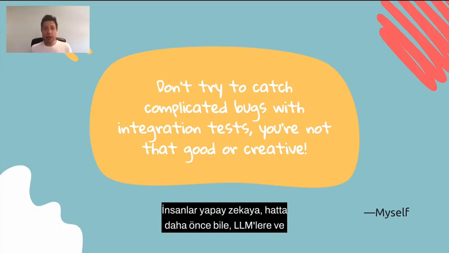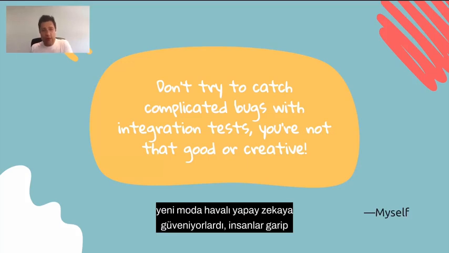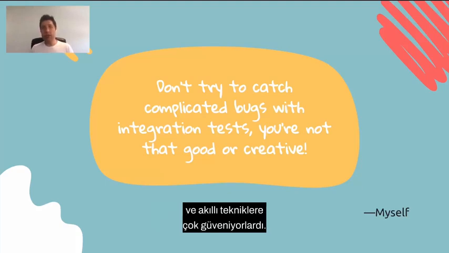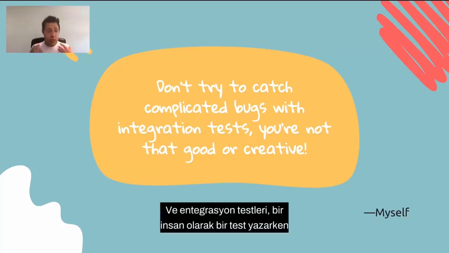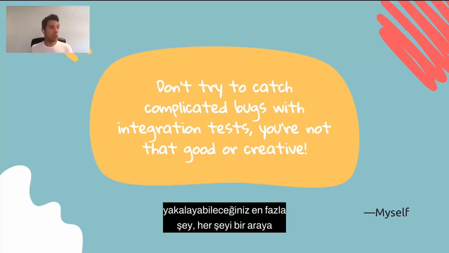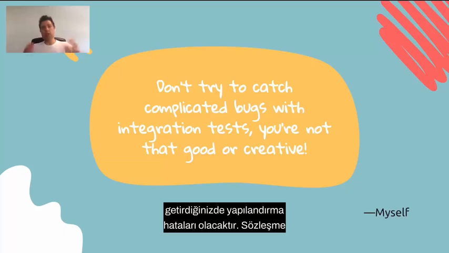People have been relying on AI, even before LLMs and the new fashionable AI. People have been relying a lot on search-based algorithms and intelligent techniques to explore weird combinations. In integration tests, the most you're going to be able to catch as a human writing a test would be configuration errors. When you put everything together, does it go up or not?